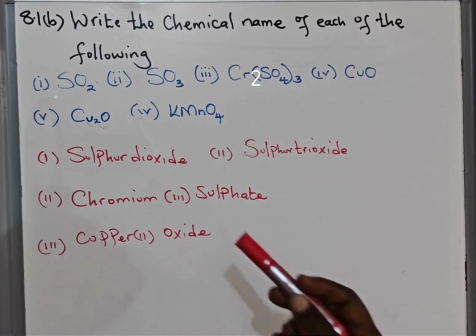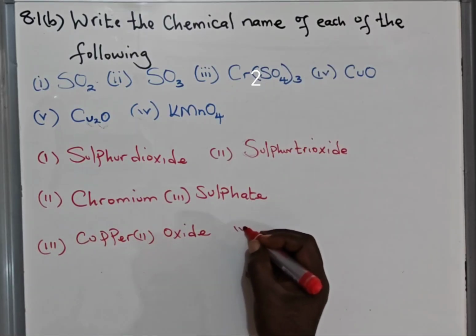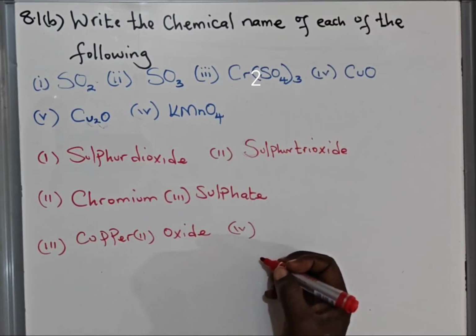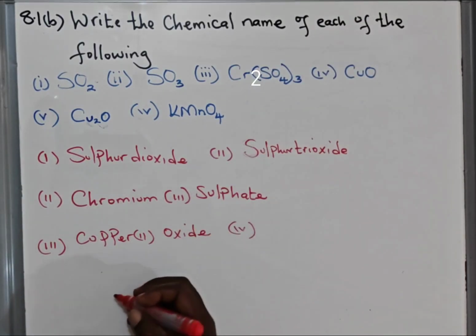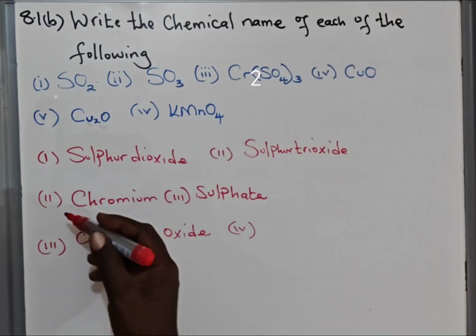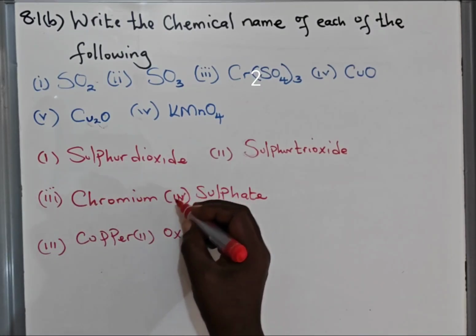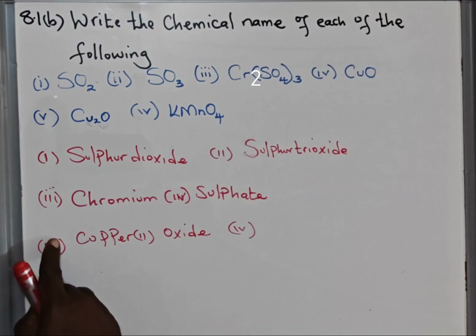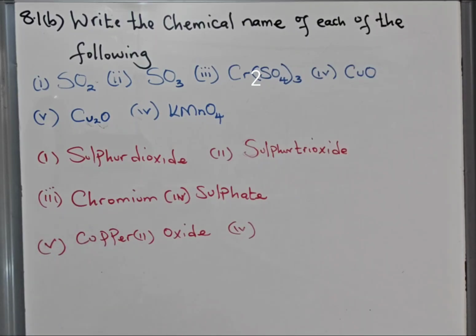Then we come to this one, number 4. So number 5. It's 1, 2, 3. This is 4. This is number 5. So we are coming to number 6.